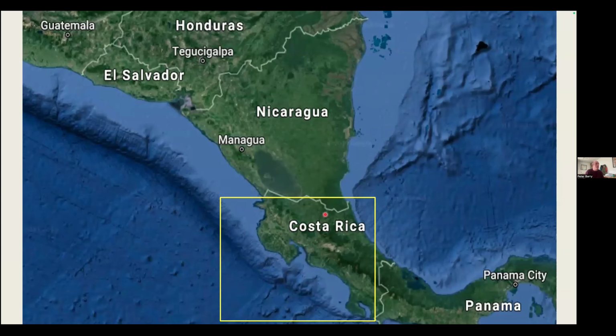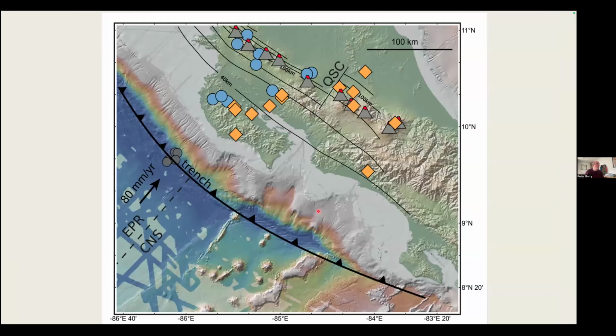This is where Costa Rica is located in Central America, and we zoom in on that area. I wanted to point out a few things. Here's the volcanic arc front. These symbols that look like volcanoes are where there are active volcanoes in the region. This is where the trench is, where the plates are colliding and you have subduction heading this way.